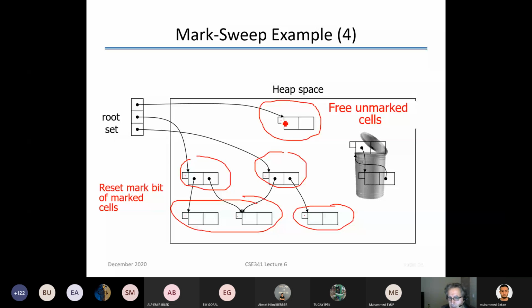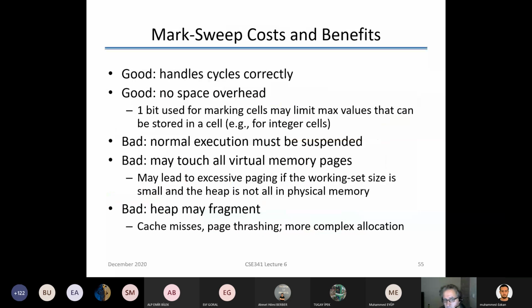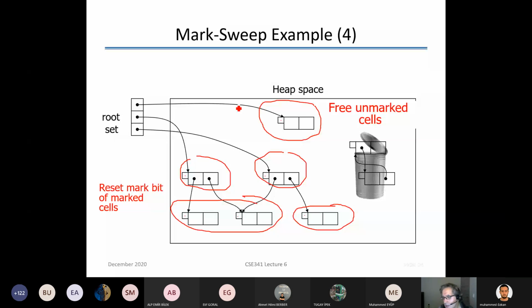So this may lead to excessive paging if the working set size is small and the heap is not all in physical memory. Another problem with this one is that it may actually fragment the memory, meaning your heap might be used, let's say, one portion here, another portion there, another portion there. And there might be gaps that sometimes are not long enough.